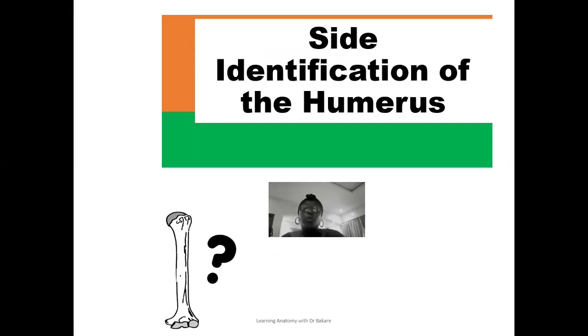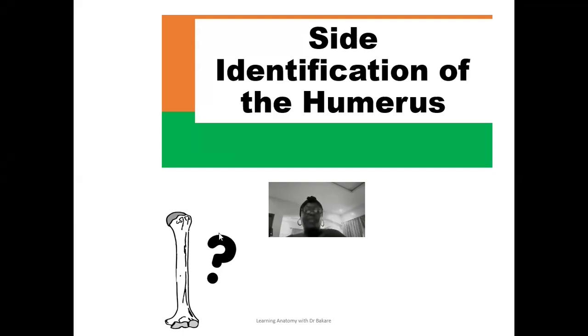In this lecture, we will be looking at the side identification of the humerus. I've put up a lecture on the humerus. If you did not check out that lecture, please kindly go and do so. But for the purpose of this class, we will be focusing on how to identify the humerus of the right and also of the left side. In case we are asked during our practical exam, we would be able to easily identify whether the humerus given to us is of the right or the left side.